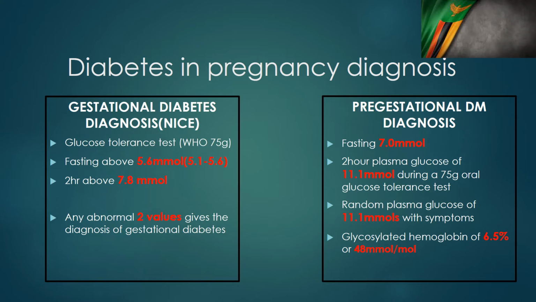of gestational diabetes. I put this slide, the other slide, just to compare how we make a diagnosis of pre-gestational diabetes mellitus: fasting of above 7, or random blood sugar of above 11.1, or a glycosylated hemoglobin of above 6.5% would make us diagnose a patient when they are not pregnant as someone who has pre-gestational diabetes mellitus.